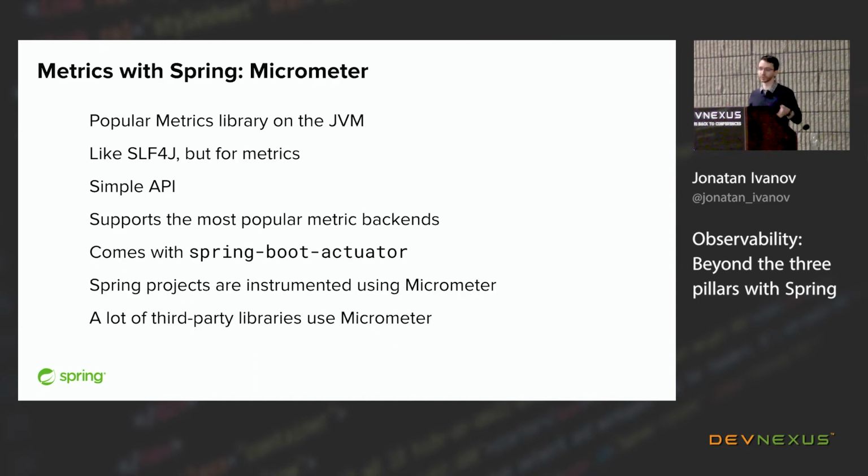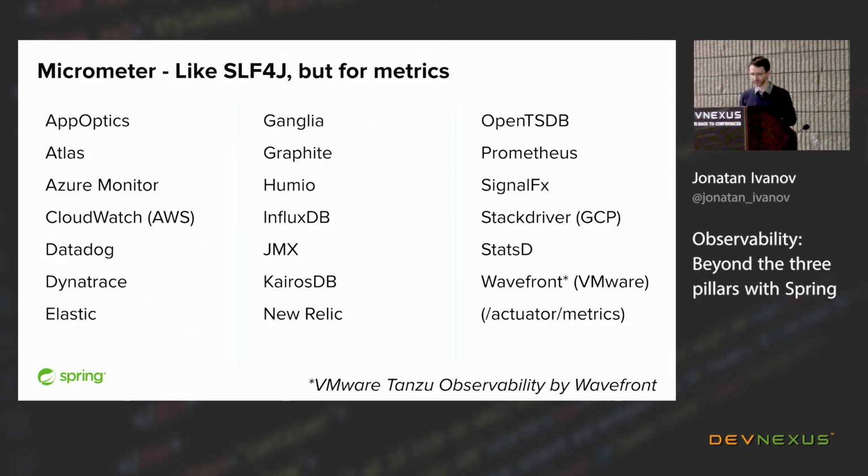So if you want to implement metrics using Spring, then we have good news. We have Micrometer, which is the most popular metrics library in the JVM. And we usually say that it is like SLF4J, but for metrics, because it has a simple API and it supports most of the most popular metrics backends. So Spring Boot comes with this. If you have Spring Boot Actuator, I have good news. You already have Micrometer for free. Spring projects are instrumented with Micrometer, and there are a lot of other third-party libraries that are instrumenting themselves using Micrometer. And when we say like SLF4J but for metrics, this is what we mean.